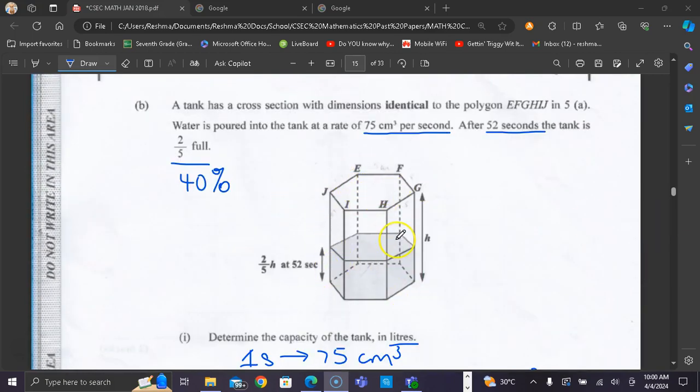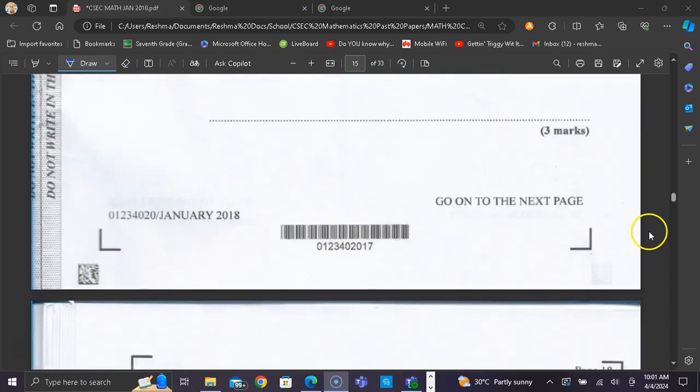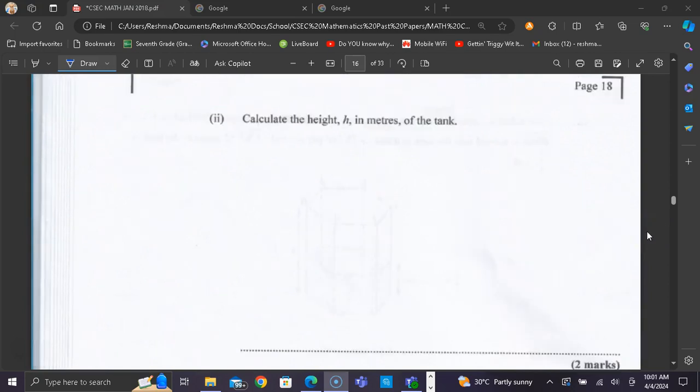So this is a tank that has a uniform cross section. In other words, if you cut this tank straight through, the cross section at the end will always be this hexagon shape. So the volume of the tank is the area of the cross section times the height, and that goes for any solid that has a uniform cross section, for example, a cylinder, a prism. Okay, so we use that formula: volume is equal to cross-sectional area times height.